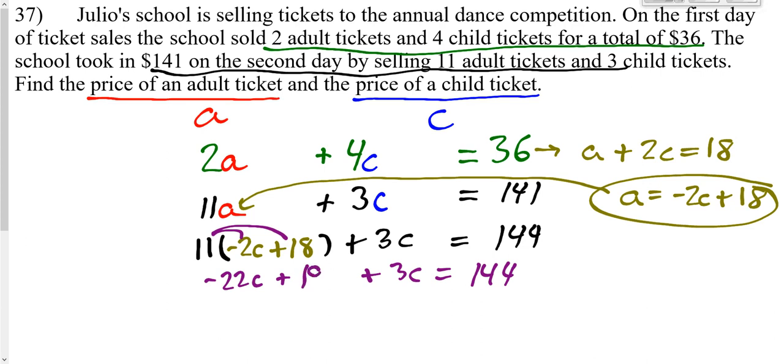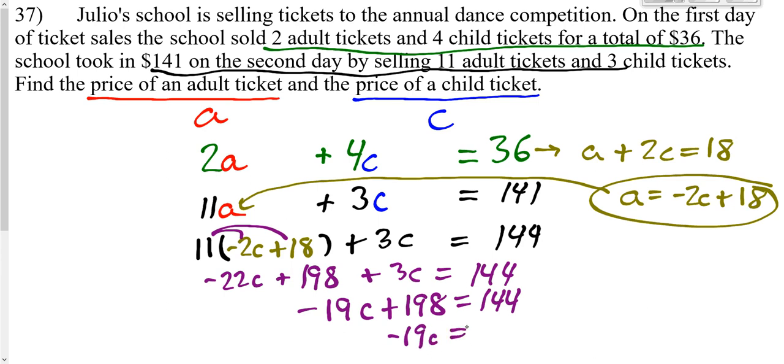Which is 198. Then I can put my C's together on the left side of the equal sign, and that gives me minus 19C with my 198 is equal to 144. Then I can go ahead and subtract my 198 from both sides, so 144 minus 198, and I get minus 54, and divide it by negative 19, and I wonder if I made a mistake.